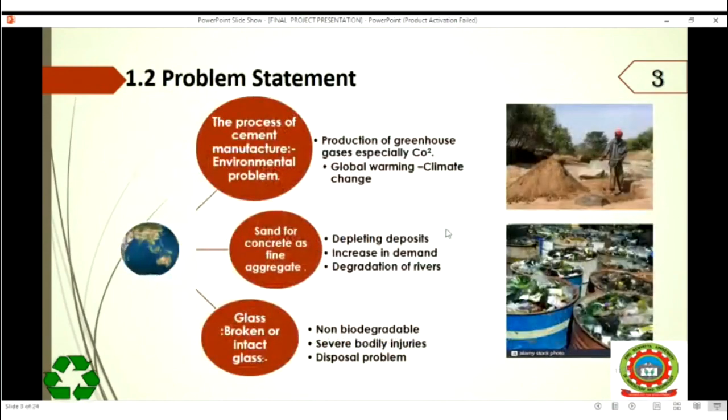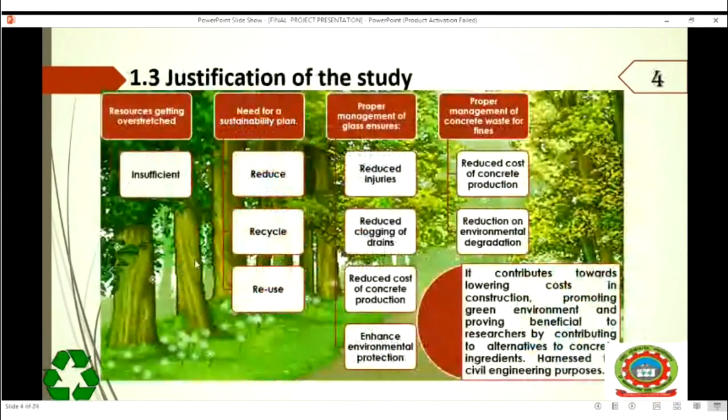Our problem statement included mitigating the process of manufacture of cement so that we can reduce the production of CO2 causing global warming. Also noted is that sand is depleting at a very high level, increasing demand and degradation of rivers, say floods and the breaking of banks. We also noted haphazard disposal of glass. For instance, in the picture shown, bottles that are disposed are non-biodegradable, can cause severe bodily injuries, and pose a problem of disposal.